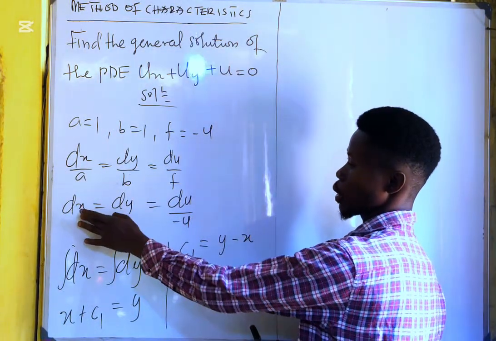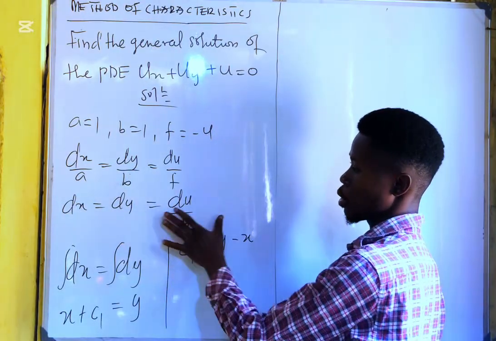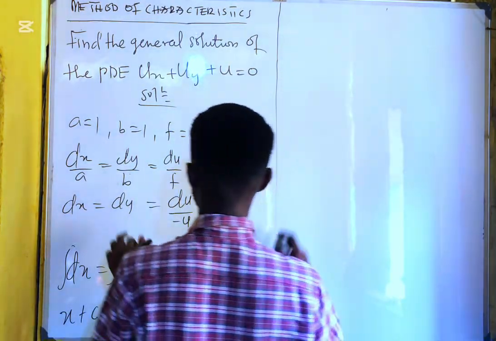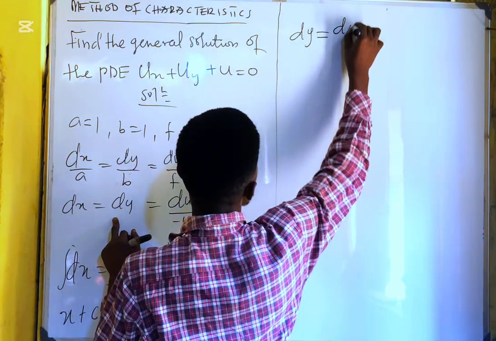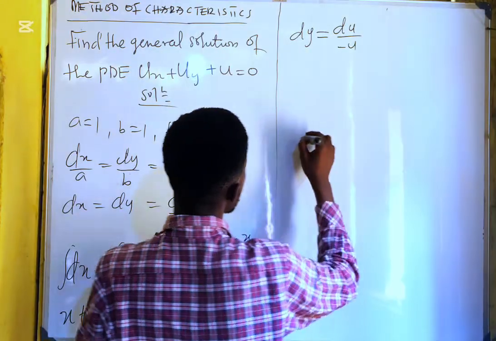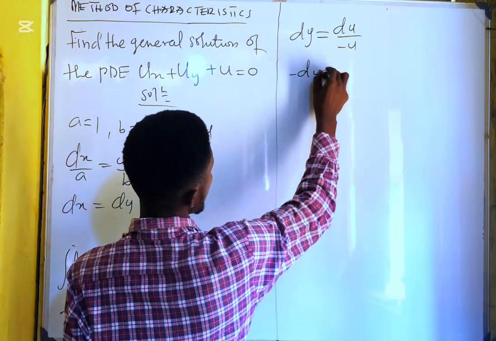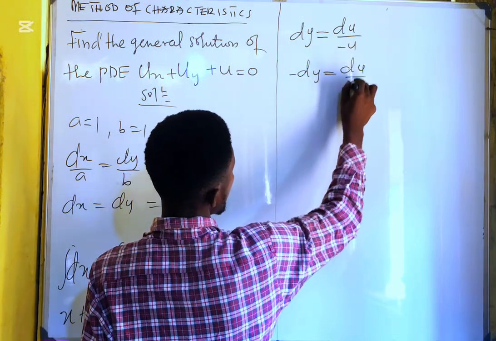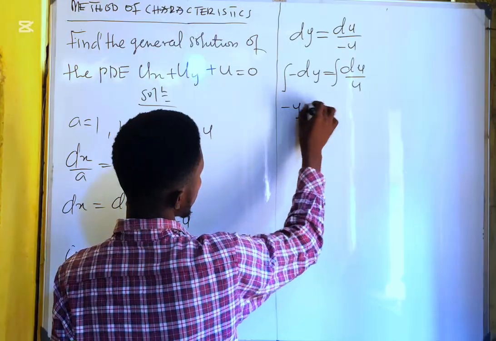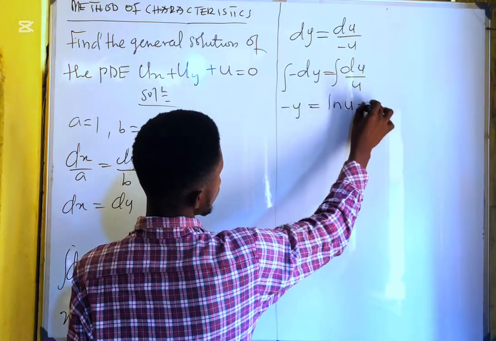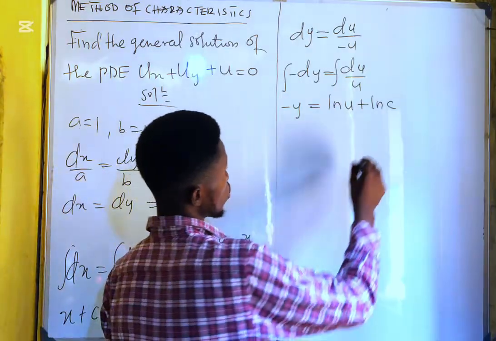Here you can decide to pick this dx and the du, or dy and the du. So let me pick dy and du. Whichever one you pick, you get the same thing. So here dy will be equal to du over what? Negative u. So let me multiply the negative here, so that I have negative dy equals du over u. Now you integrate. If you integrate this one, this gives you negative y equals ln u plus ln c. Is that okay? Let me name this one c2.